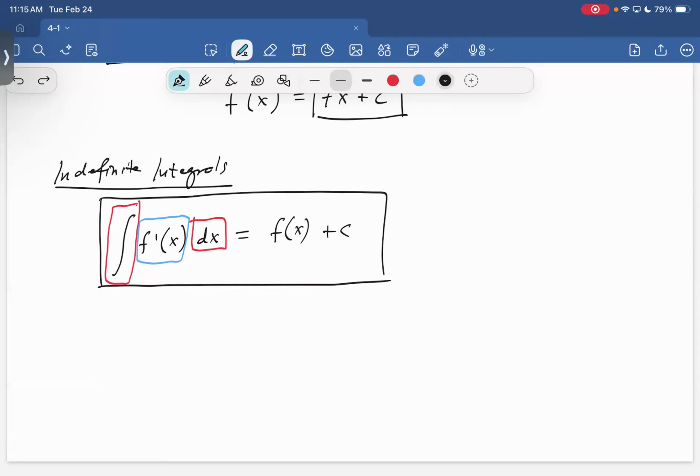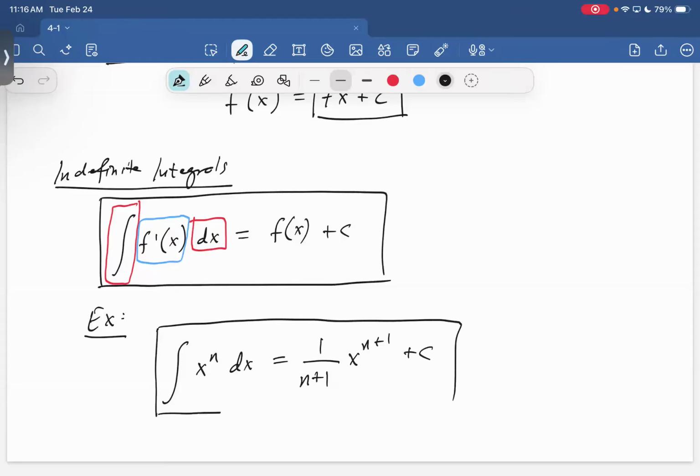So for example, the formula that we just looked at, the integral of x to the power of n, is going to be 1 over n plus 1 times x to the power of n plus 1 plus c. So that's the formula I just asked you guys to remember. Okay. Make sure your integrals look nice. Any questions about this notation?